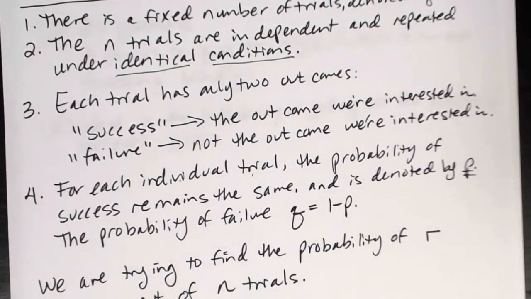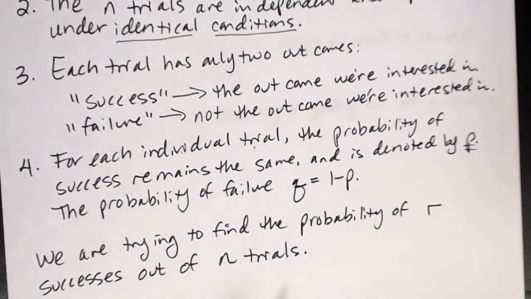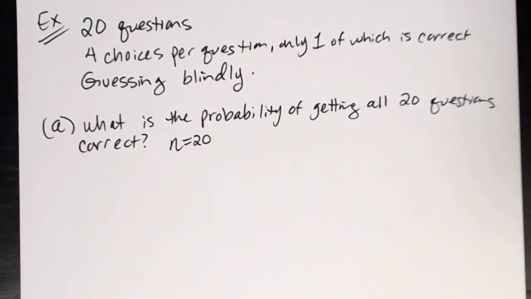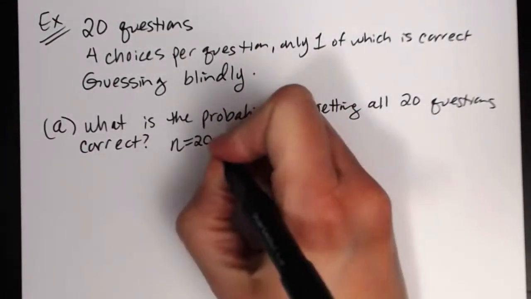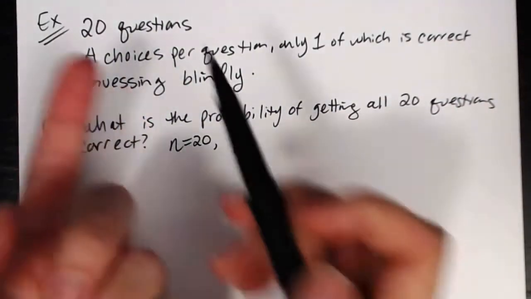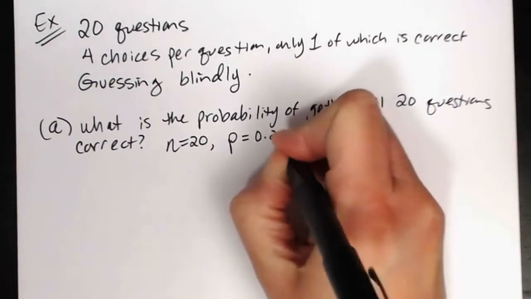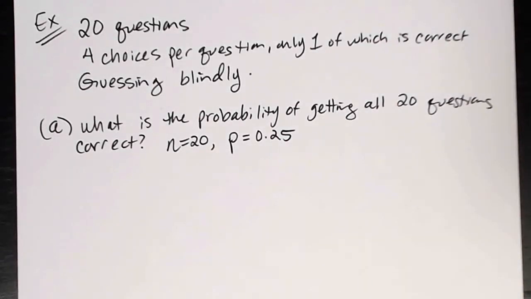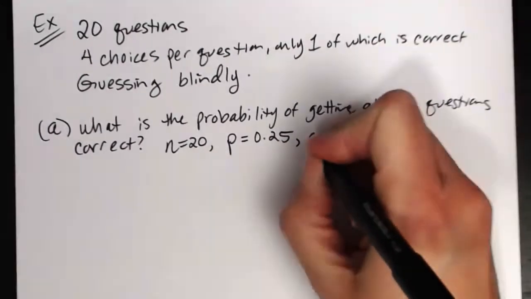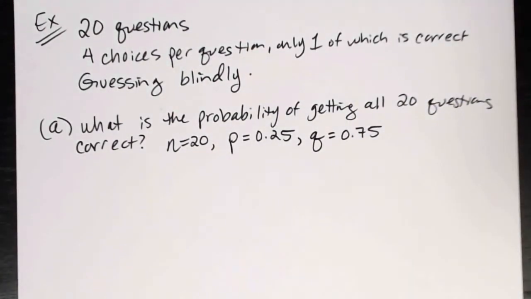For each individual trial, the probability of success remains the same and is denoted by lowercase p. Probability of failure is q. So we also need to identify lowercase p and lowercase q. Since each question has 4 choices, only one of which is correct, p is equal to 0.25. They have a 25% chance of guessing correctly, which means that q, their probability of failure, is 0.75. So it does meet the criteria for being a binomial experiment.